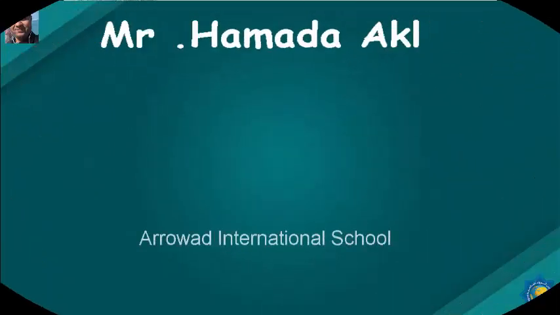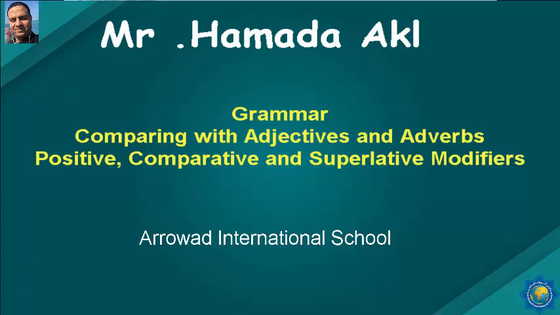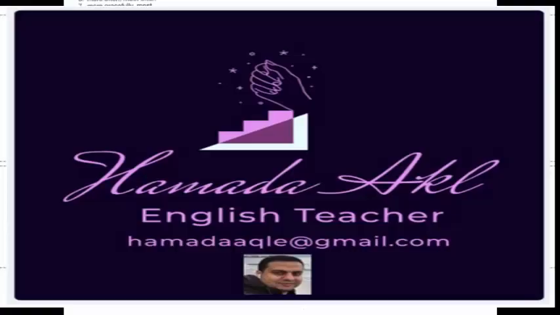And here we come to the end of today's lesson. Today we learned about comparing with adjectives and adverbs. We learned about the degrees: positive, comparative, and superlative. We learned also how to form the one-syllable modifiers in the comparative or superlative, and also how to form the two-syllable modifiers and the modifiers with more than two syllables in the comparative or superlative.